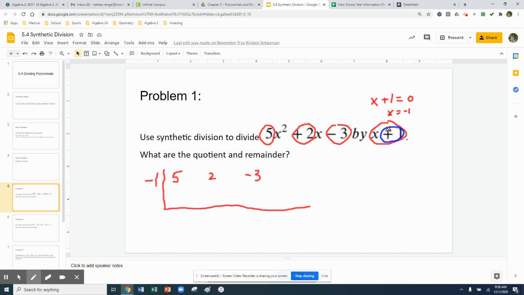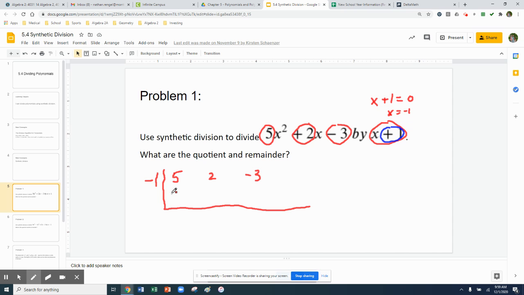So we're going to check this x plus 1. We're going to divide it into this polynomial 5x squared plus 2x minus 3, and we're going to get a quotient. So we're going to get an answer, and then the quotient times this x plus 1 will equal back to our polynomial. That's the idea.